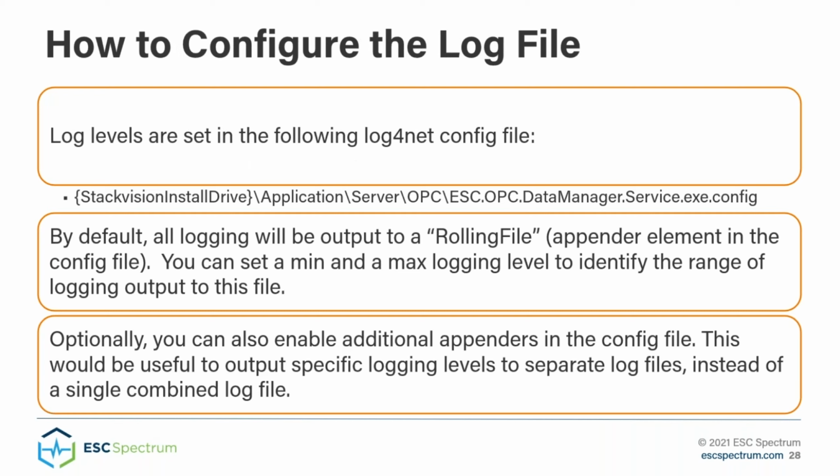By default, all logging will be output to what we call a rolling file, which just appends elements to a separate file. You can set a minimum or a maximum logging level to identify the range of logging output to this file. Optionally, you can also enable additional appenders in the config file. This would be useful to output specific logging levels to separate log files instead of a single combined log file.